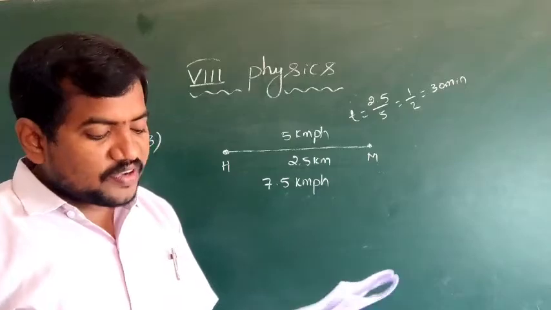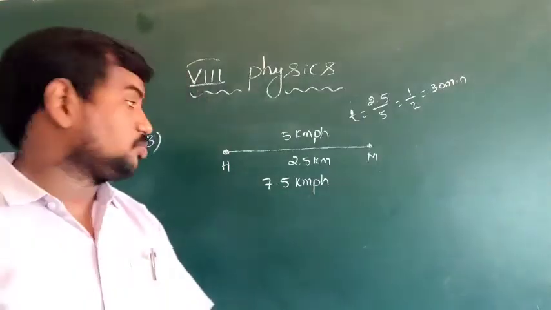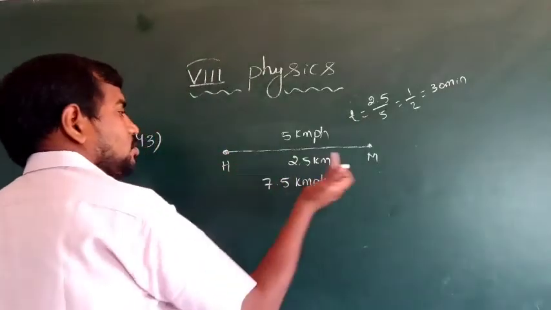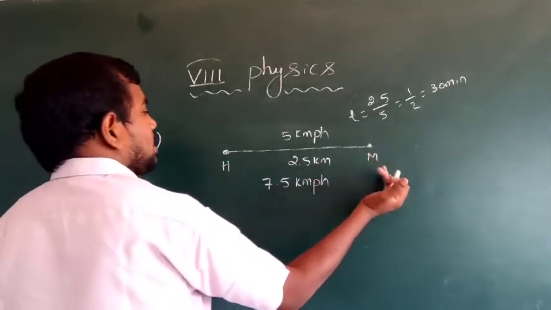Okay, next, 0 to 50 minutes. For 50 minutes, what is the position of the man? You can find this one also. What is the time taken by the man in the return journey, from the market to the home?